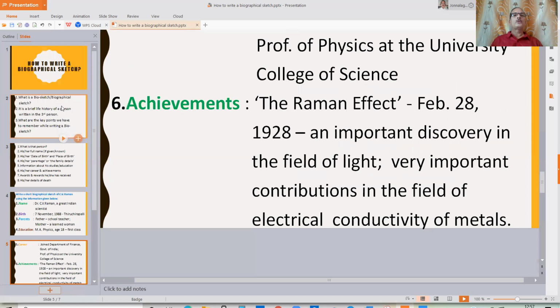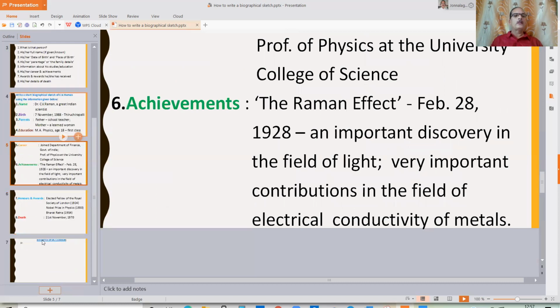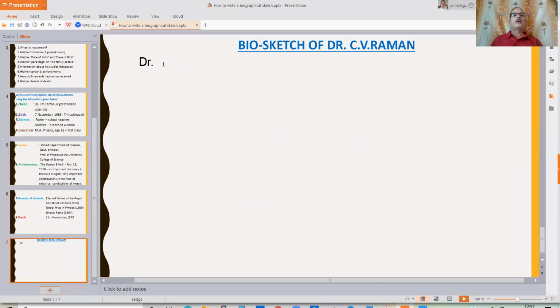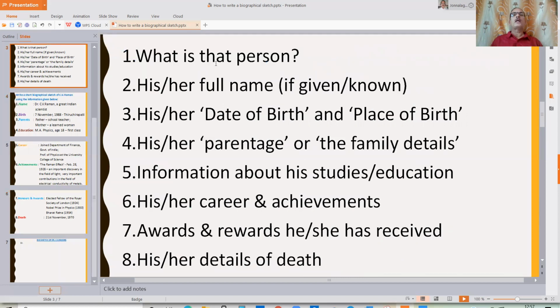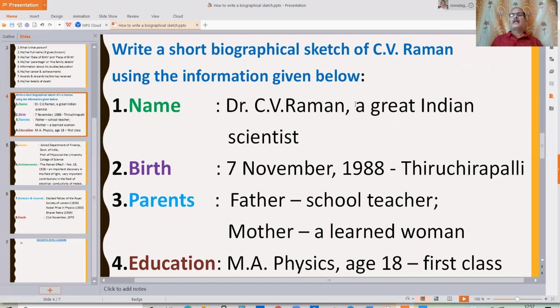And now based on the clues, we have to write the bio sketch of Dr. C.V. Raman. How to write it? Based on each hint, we shall prepare some sentences. Now, what is the first hint given here? Name, Dr. C.V. Raman. First of all, as I have already mentioned, we have to say what that person is. A great scientist, Indian scientist, a great Indian scientist.